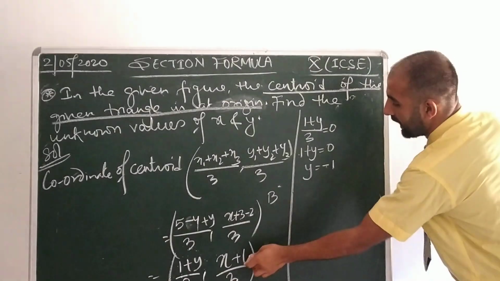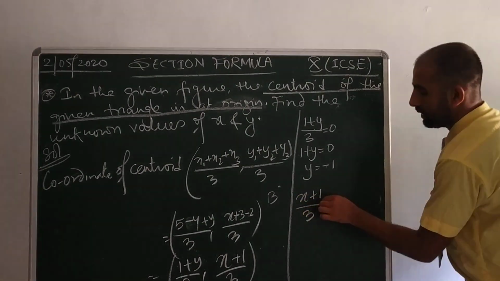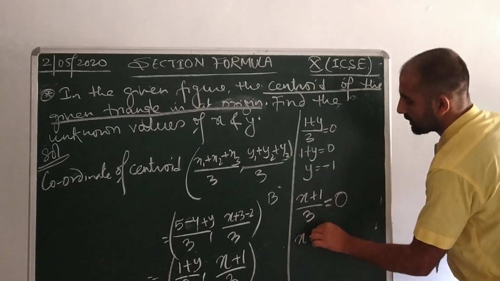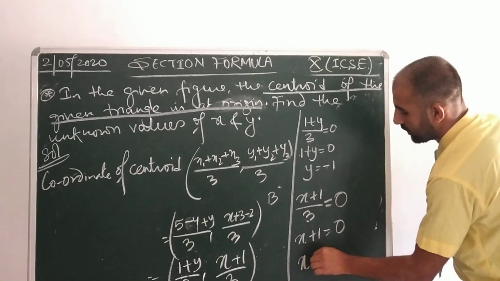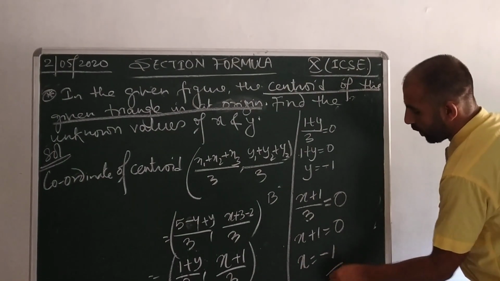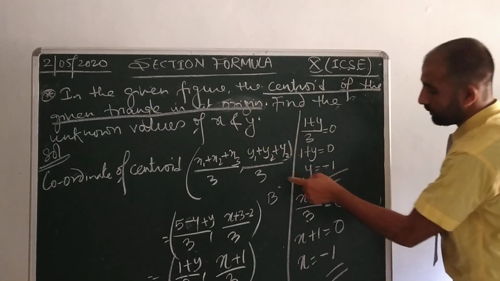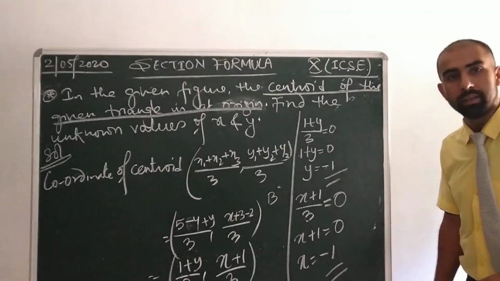Similarly, if we equate the other coordinate, (x + 1)/3 is also equal to 0. Cross multiply. x + 1 equals 3 times 0, which is 0. That means x is also equal to minus 1. So we got the values of two unknown quantities, x and y, where y is minus 1 as well as x is minus 1.